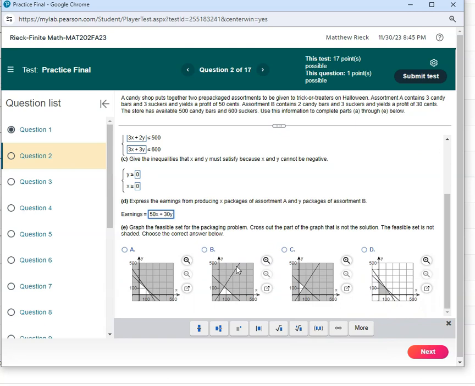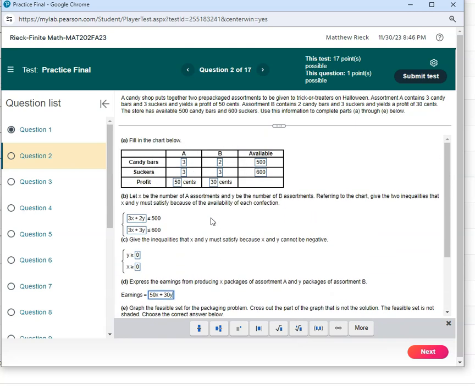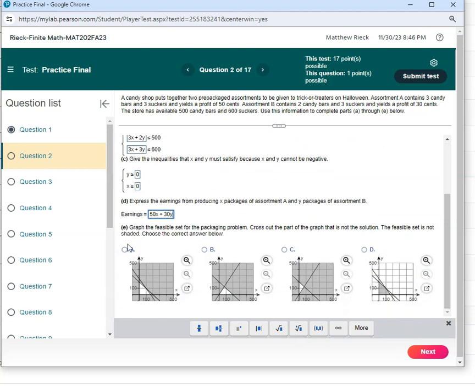So that's where I'm going to leave it with regards to the problem on the exam. In this case, it does have the extra part of graphing the feasible set.